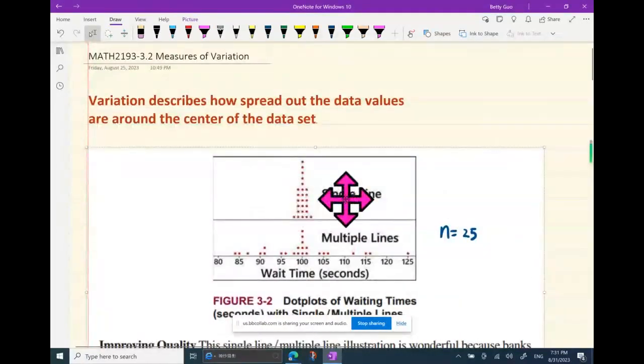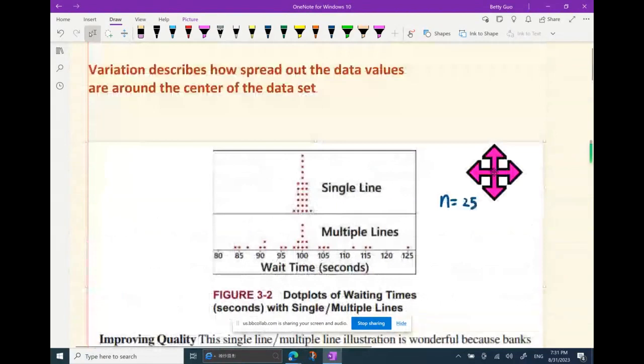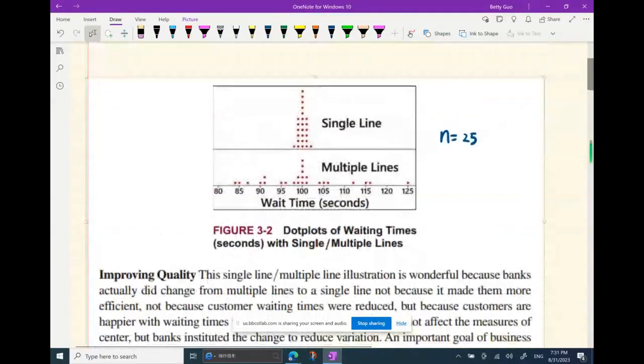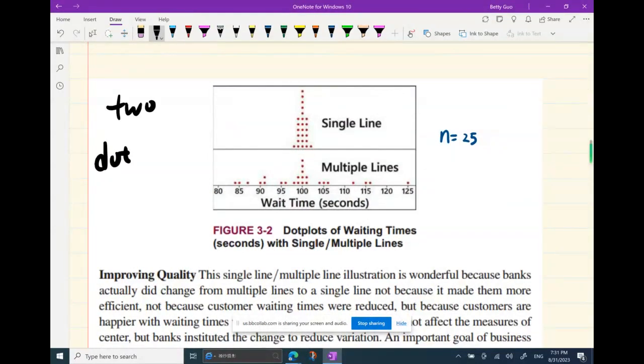Let's look at this graph. In this graph, we have two dot plots. The yellow one on the top is the first one, and the orange one on the bottom is the second data plot. There are two different graphs corresponding to two different situations, right?